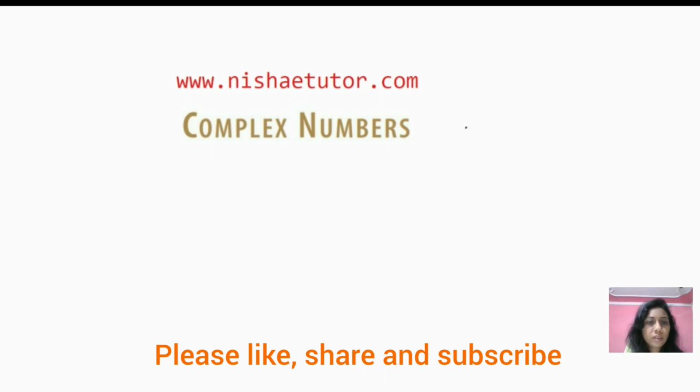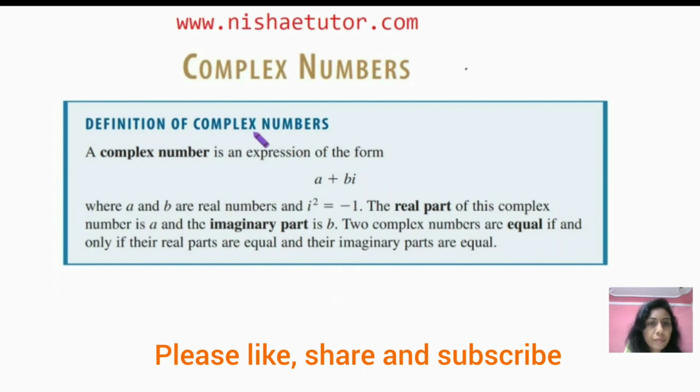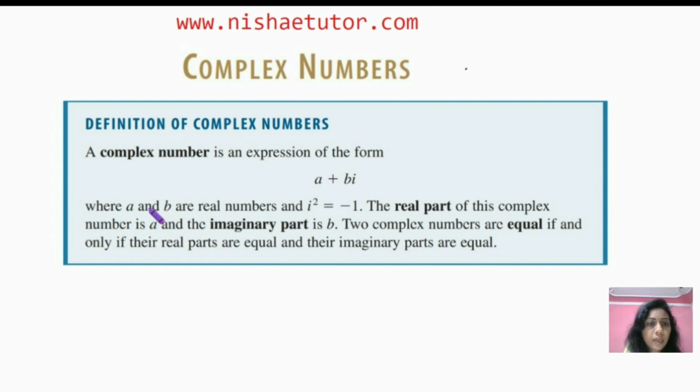In this series, we are going to learn complex numbers. Here is the definition of complex numbers. A complex number is an expression of the form a plus bi, where a and b are real numbers and i square equals minus 1. The real part of this complex number is a and the imaginary part is b.